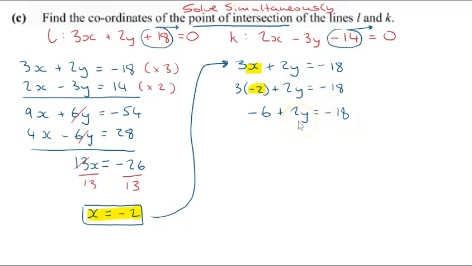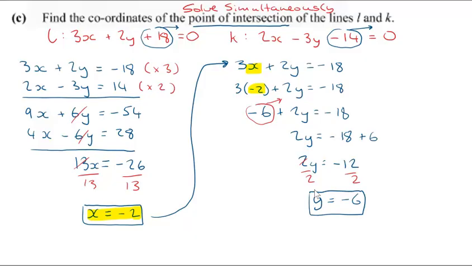I want to solve for y, get y on its own. So I'm going to bring the minus 6 over the equal sign and it will become positive 6. I bring down the 2y and the equals, minus 18 plus 6 is minus 12. And then to get the y on its own, I'm going to divide by what's stuck in front of the y, which is 2. And dividing both sides by 2, I get y is equal to minus 6. So my x value is minus 2, my y value is minus 6. I was asked to find the point of intersection. So the point of intersection is minus 2 comma minus 6.